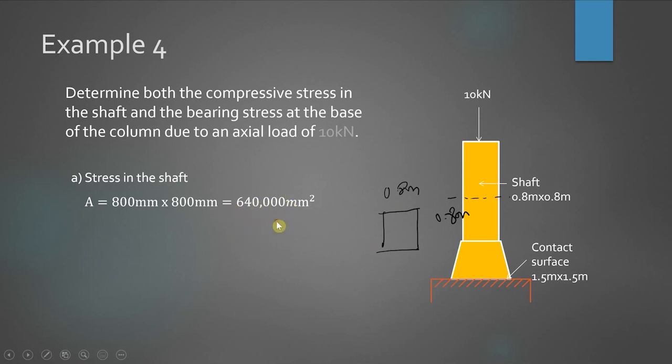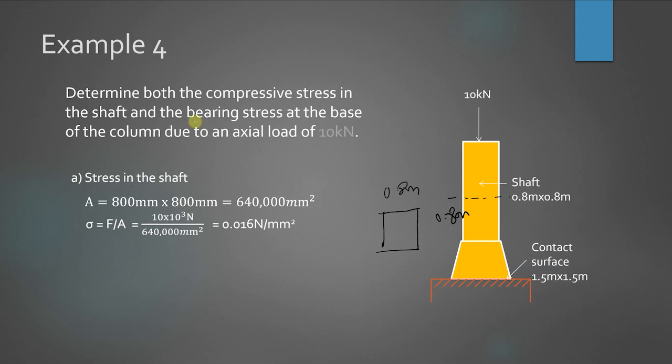And we just calculate the stress. So force divided by area. Jadi 10 kilonewton ni tukar kepada newton. Jadi 10 kuasa 3 newton. And divide with the area yang kita kira area shaft tadi. Then you get 0.016 Newton mm square. So we are done with the first question.